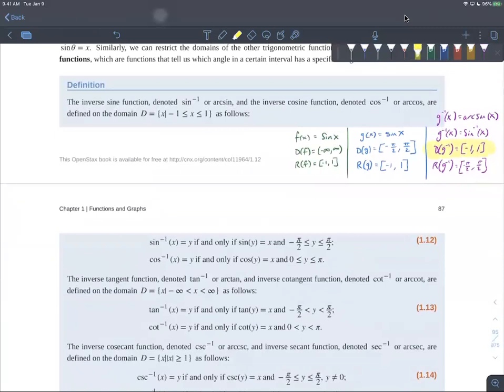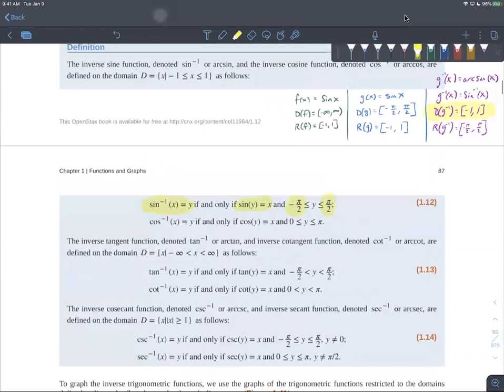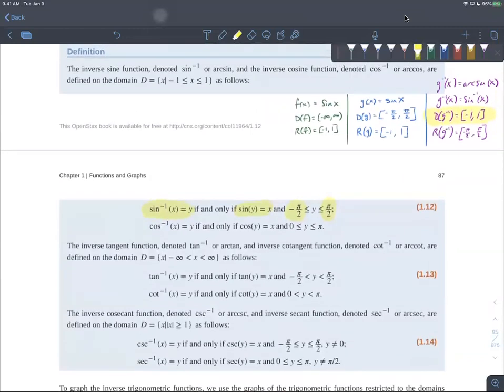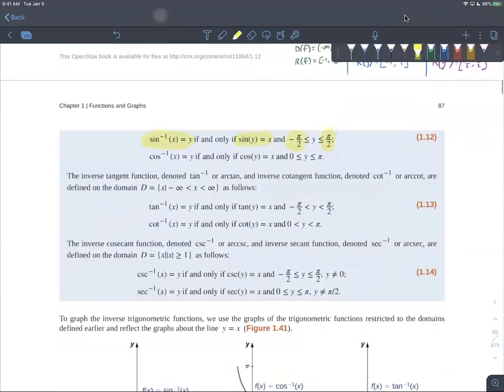And this is true about inverse functions. Sine inverse of x is going to be equal to y if and only if sine of y is equal to x. And y, the range of sine inverse, we said is from negative pi over 2 to positive pi over 2. Okay, I'm not going to read all of these because they're all defined in a similar way. But we'll see examples to see how this works.